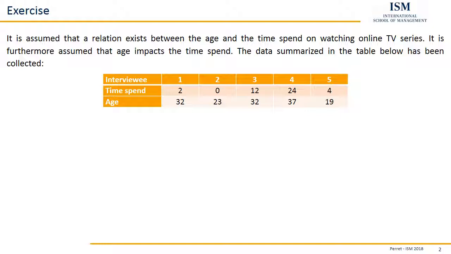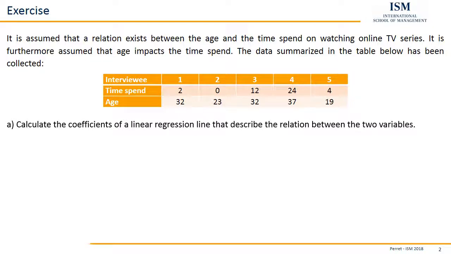Let's consider the exercise. It is assumed that a relation exists between the age and the time spent on watching online TV series. It is furthermore assumed that the age impacts the time spent. The data summarized in the table below has been collected. Calculate the coefficients of a regression line that describes the relation between the two variables.